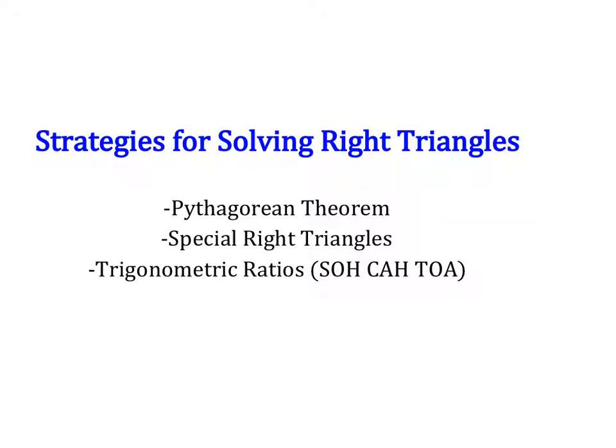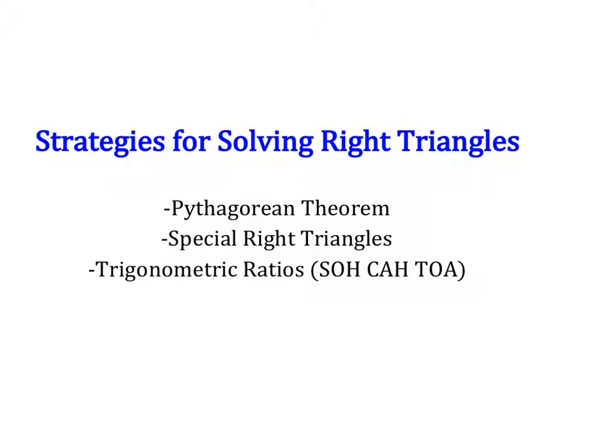Just everything that we've done up until now has been involving right triangles specifically. And we have a lot of different strategies for solving right triangles. We learned the Pythagorean theorem that a squared plus b squared equals c squared. We learned about special right triangles, and we learned about trigonometric ratios, which we call SOHCAHTOA.